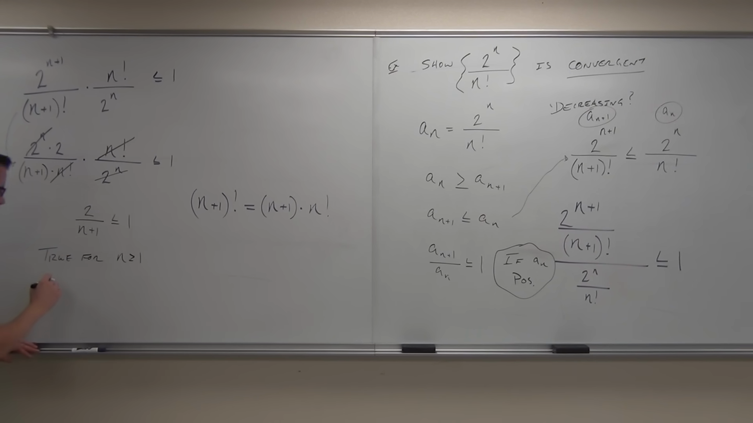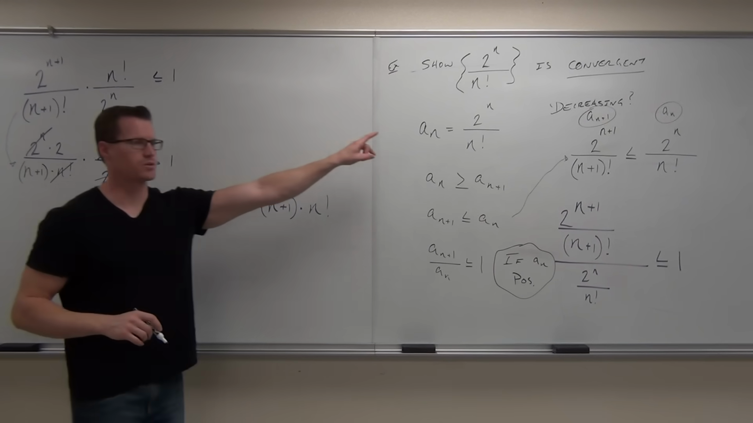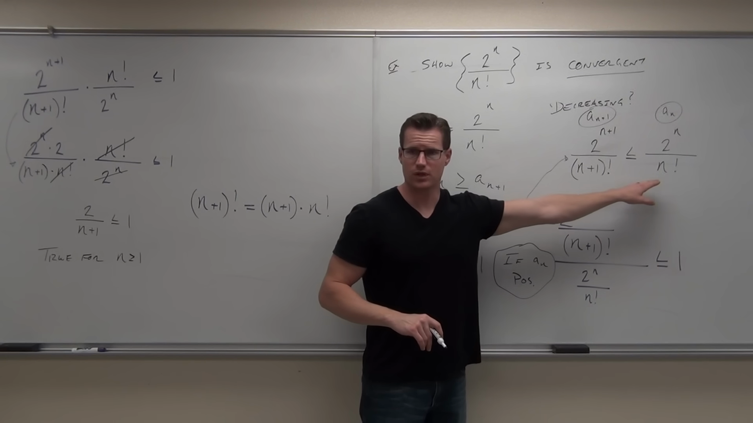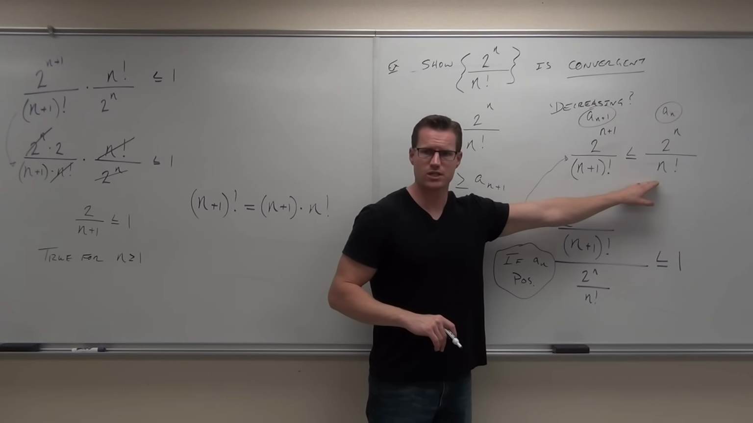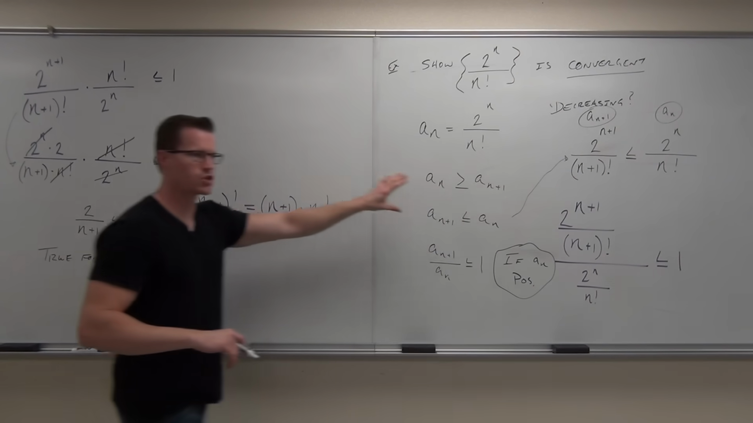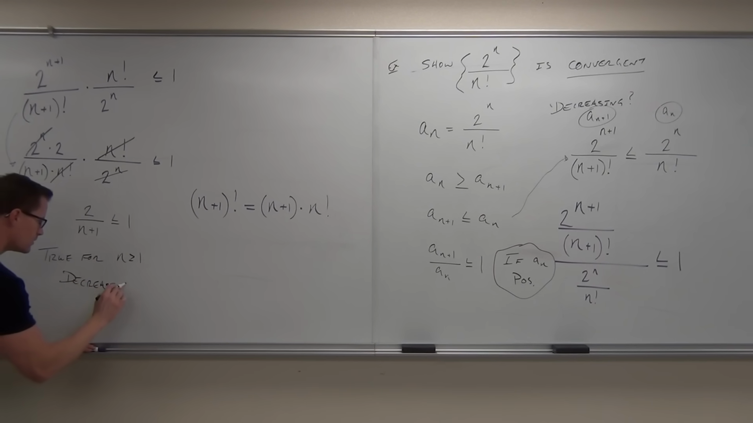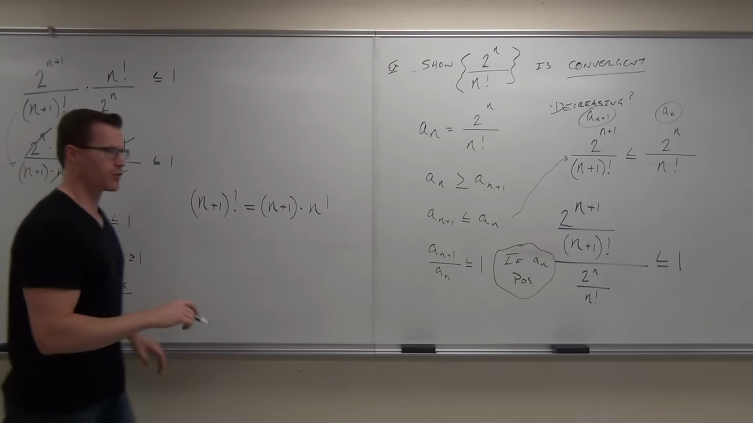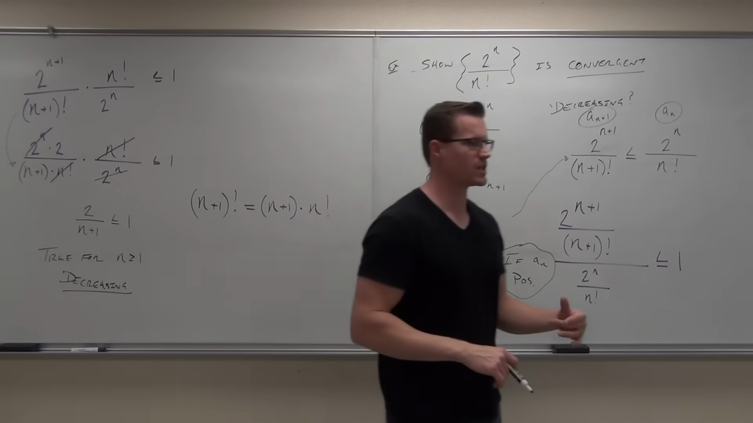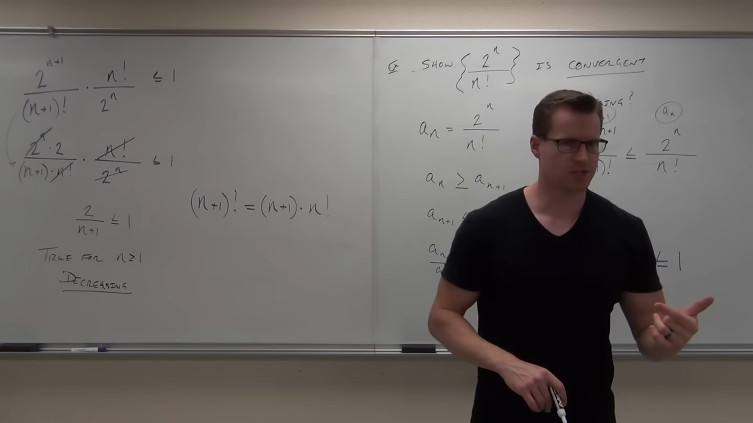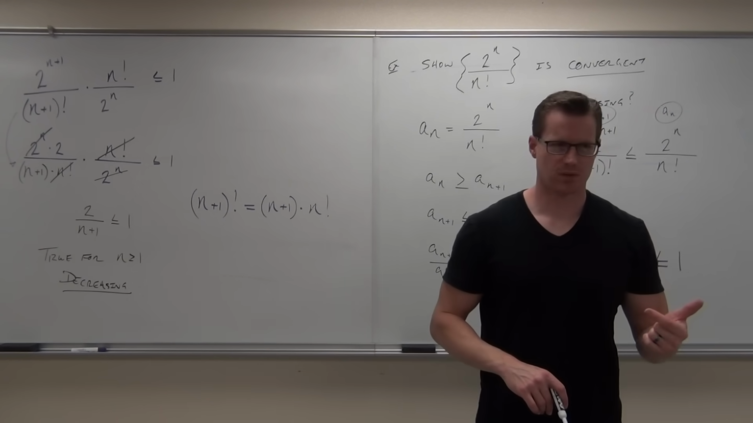Therefore, we've shown that this is always decreasing. We started with decreasing, didn't we? Look at the board, please. We started with decreasing, right? Yes. So we're decreasing. We showed that our work is all valid. This is always true for n bigger than or equal to 1. So therefore, this sequence is always decreasing for n greater than or equal to 1. If it's always decreasing, that's monotonically decreasing. You guys okay with that so far?